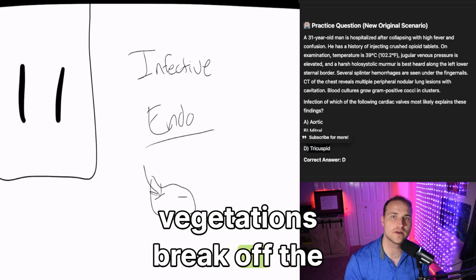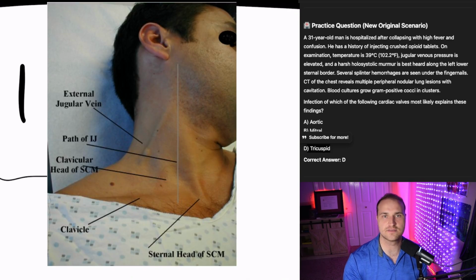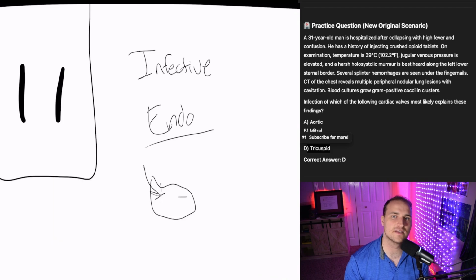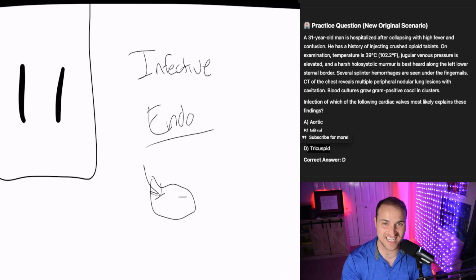So the vegetations break off the tricuspid valve and lodge in the pulmonary arteries, and that can cause multifocal cavitary opacities. And also you see JVD, right? Because it's like your right-heart sign. So JVD, hepatomegaly, regurgitant blood flow, all that stuff you're going to be seeing. And that's because of the non-sterile IV injections causing bacteremia. The pathogens adhere to the endocardial surface of the tricuspid valve and it causes vegetations to occur. And then you get the holosystolic murmur.